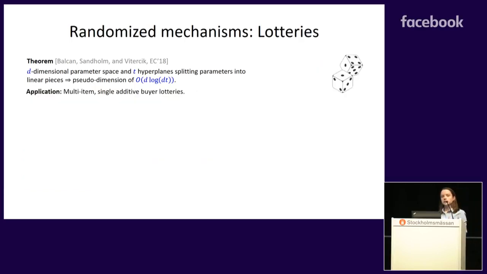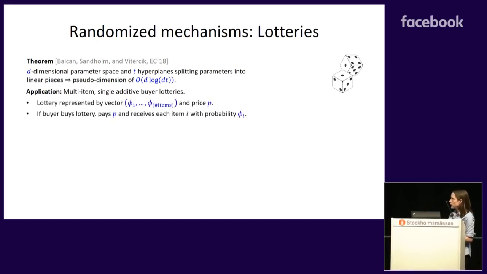And so another class of mechanisms we look at are randomized mechanisms. These are often called lotteries. And these are multi-item and single buyer, but they can be generalized to multiple buyers. And we're going to assume the buyer is additive. They're generally defined for additive buyers, which means that a buyer's value for a bundle is the sum of their values for every item in that bundle.